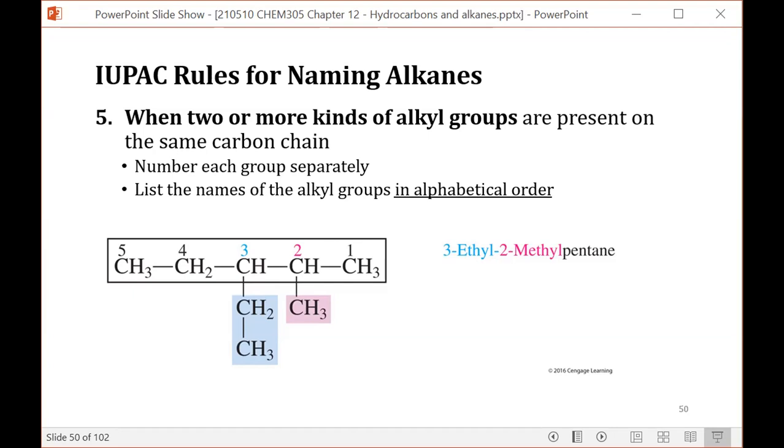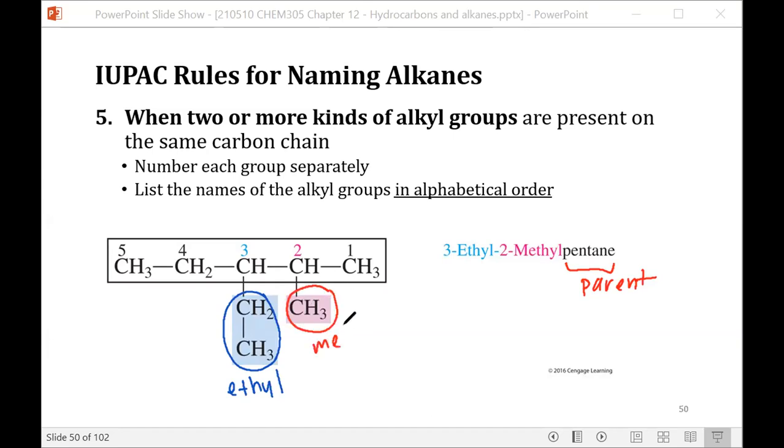So it starts out the same. You always identify your parent chain. So in this case, we have 5 in the parent chain, so it's pentane. And then we identify our substituent groups sticking off of the parent chain. We have one substituent here, and it has 2 carbons in it, so this is going to be an ethyl group. And we have a CH3 group sticking off the parent chain, which is going to be a methyl.